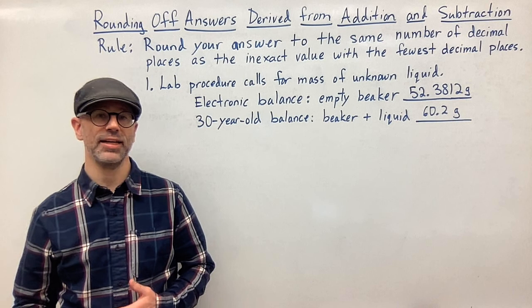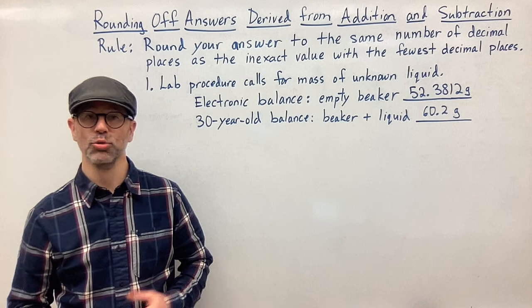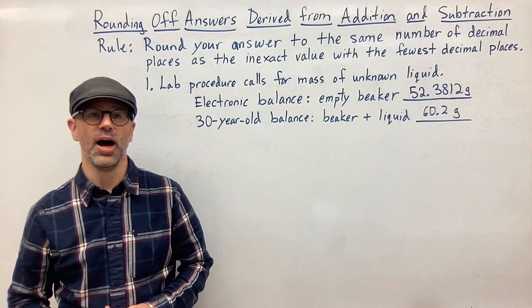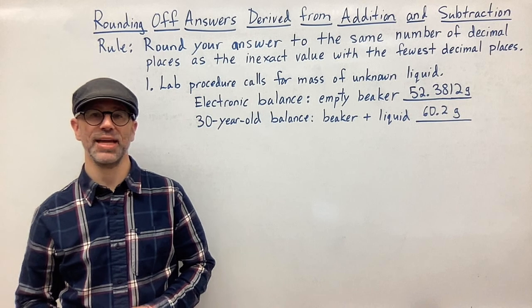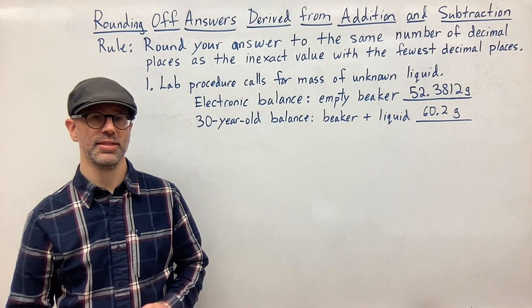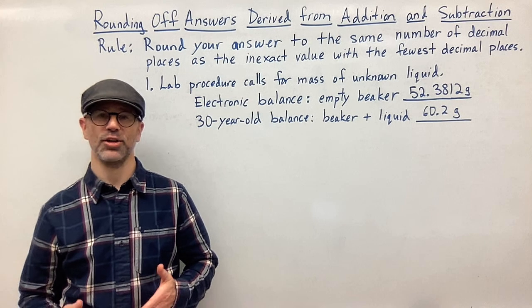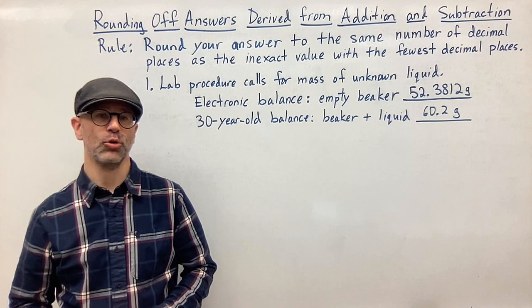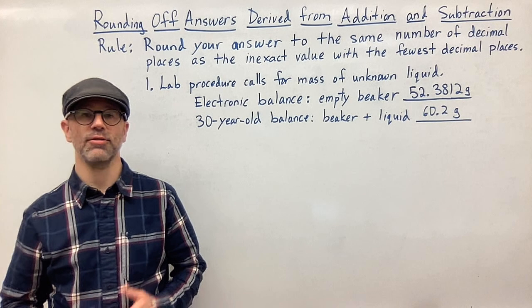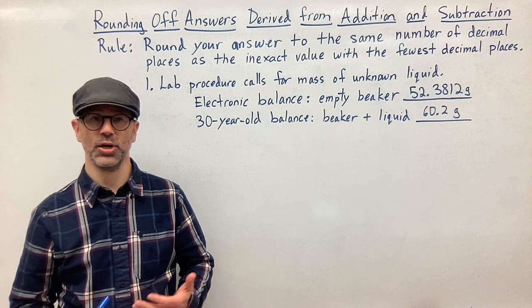However, when you're adding and subtracting, the rule is different. There, the rule is that you are to round your answer to the same number of decimal places as the inexact value with the fewest decimal places. So let me show you an example of how this works.